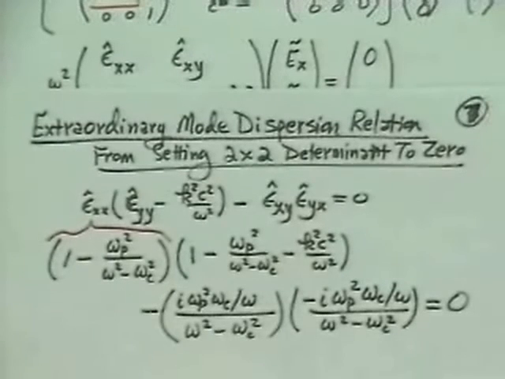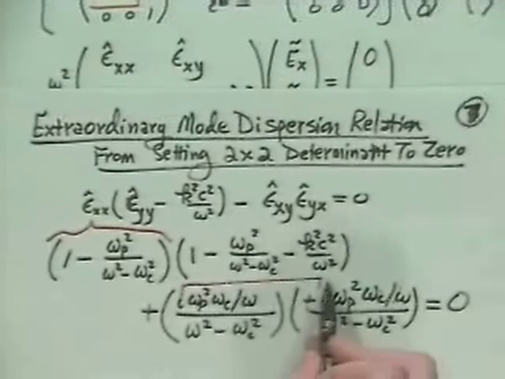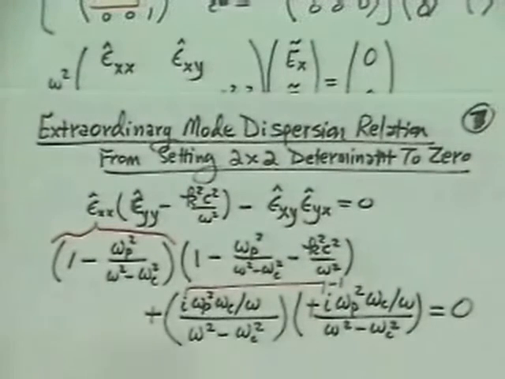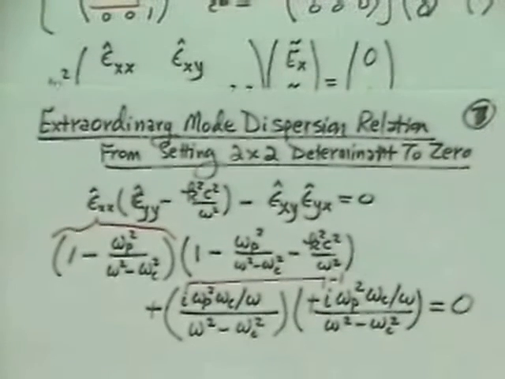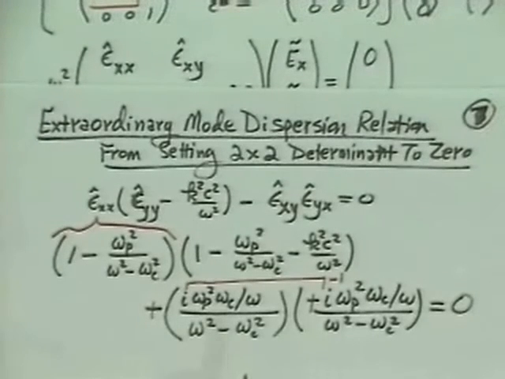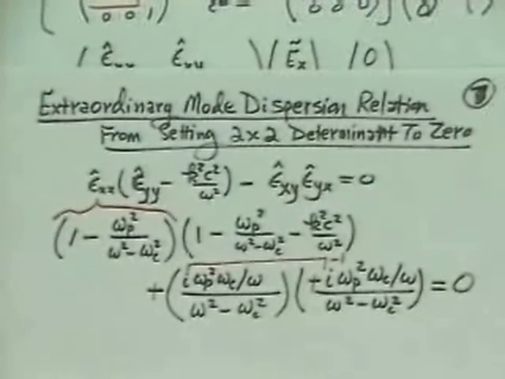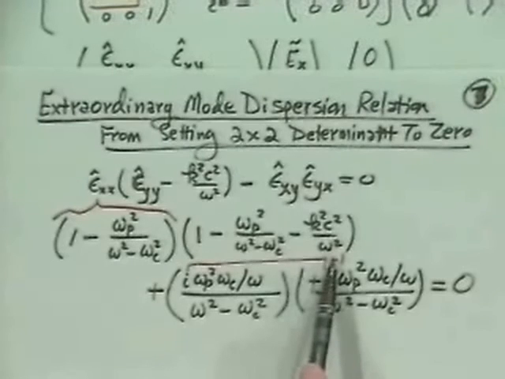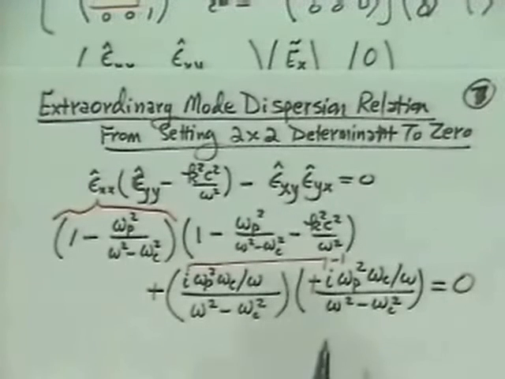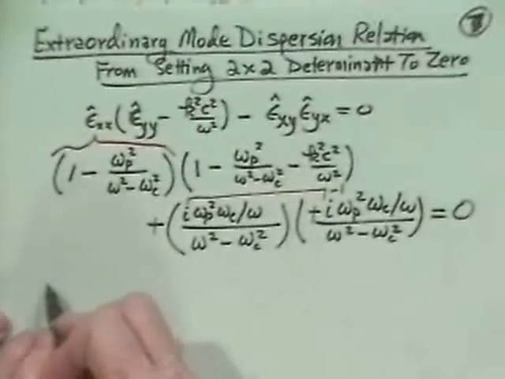Now, we have minus and minus goes to plus, but the i squared gives us a minus 1. So we can take all of this over to the right-hand side. And let's do a little bit of manipulation. I can solve it for k squared c squared over omega squared. I can write all of this in terms of that. Let me just shortcut all that and tell you what the answer is.